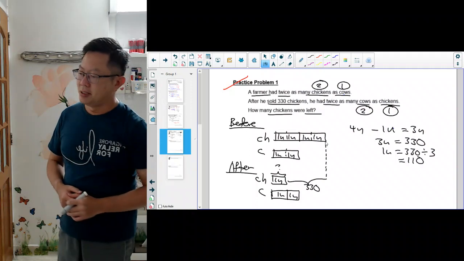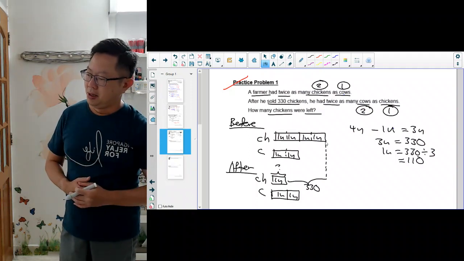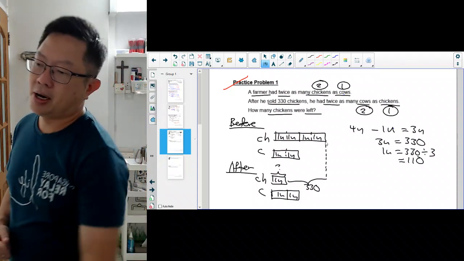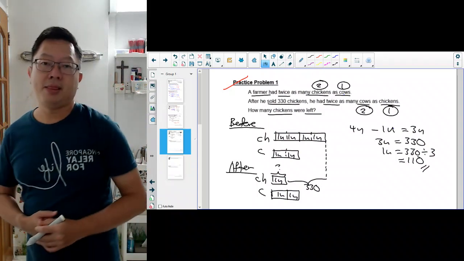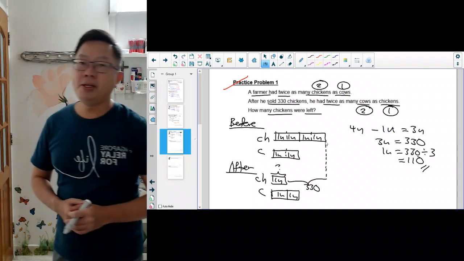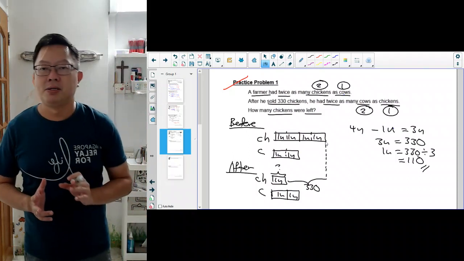So how many chickens were left? That is 1 unit, so you have 1 unit of chickens left. So your answer will be 110. So you solve the problem using the before and after model. Right, so every time you see a before and after model, what must you think about?